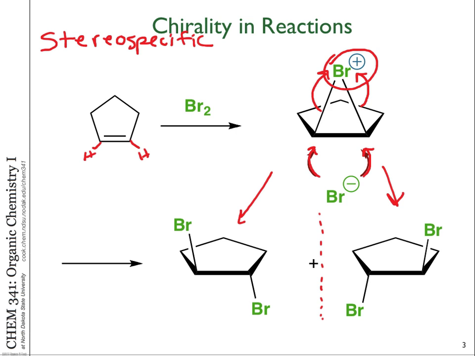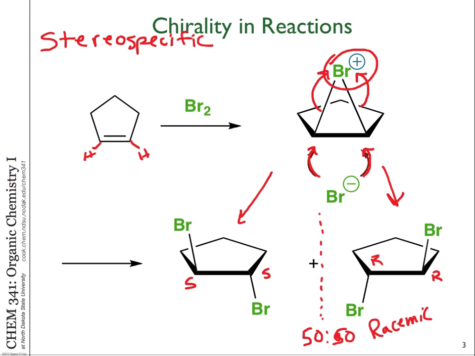This happens to be, let me get this right, the S configuration and the S configuration. Is that right? Yes, S and S. This happens to be the R and the R. So those are enantiomers, and the only way we can do this reaction is to produce a 50-50 or racemic mixture of these two, because there's nothing else chiral to influence.